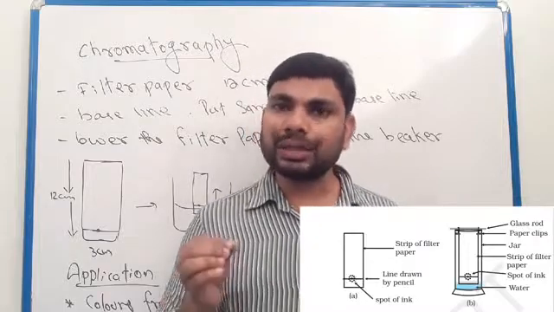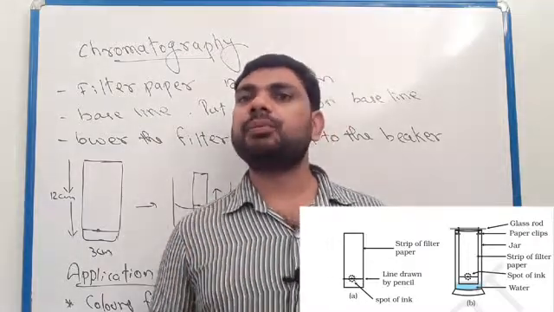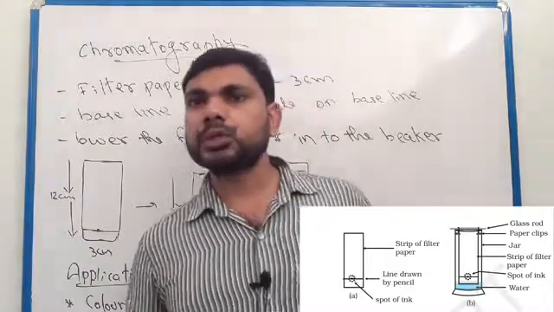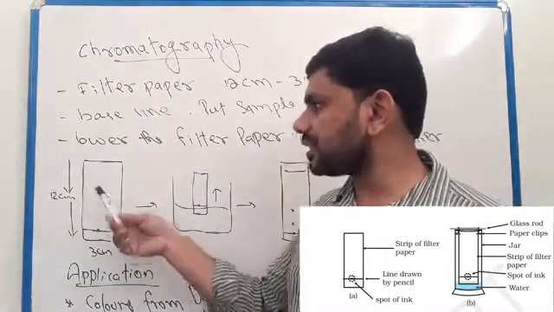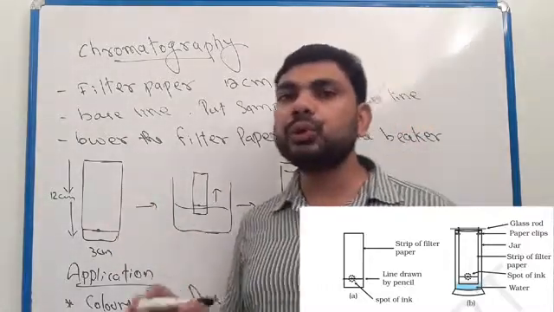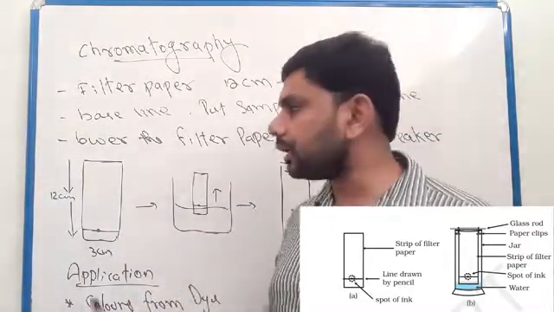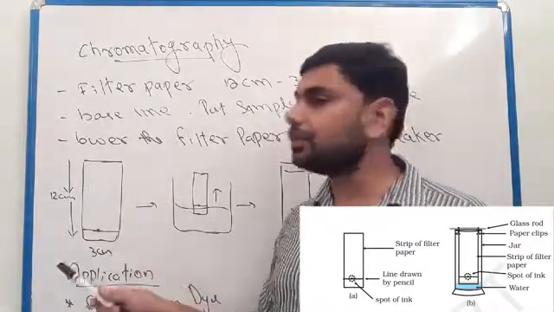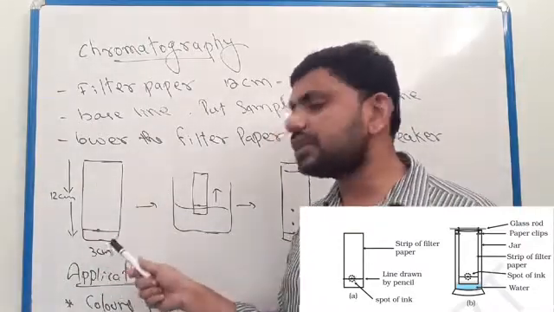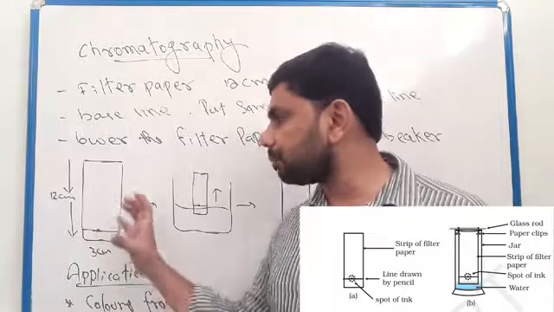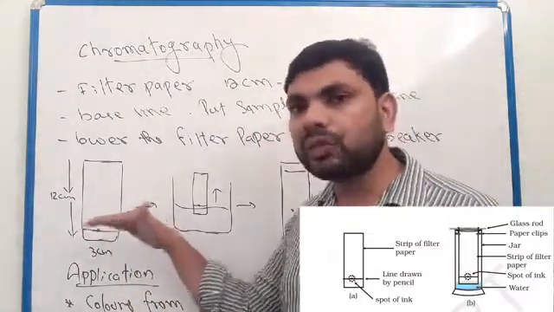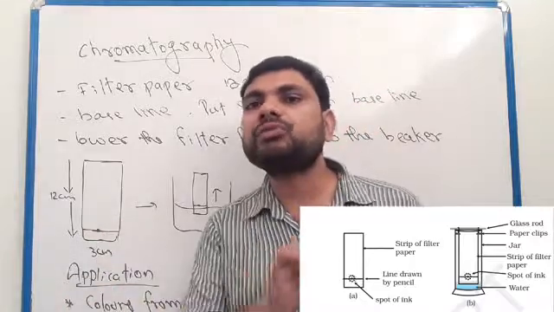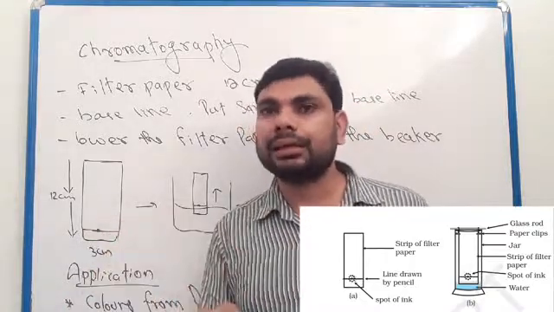Also, we can do this experiment with the help of normal filter paper. So take out a filter paper. This is the size of filter paper we will use for chromatography, around 12 centimeter length and 3 centimeter width. Take this type of chromatographic paper, and at the lower end of this paper we have to draw a line with the pencil.